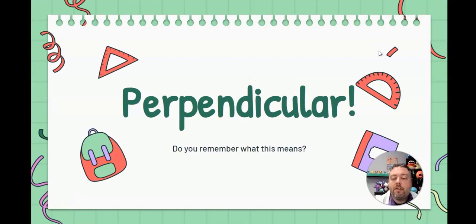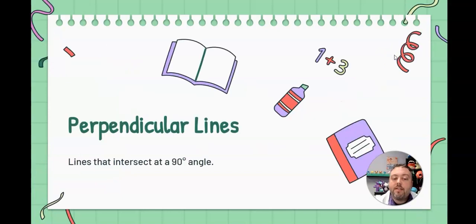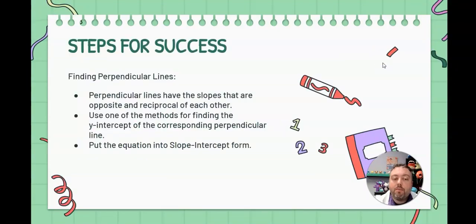Now what about perpendicular? Do you remember that one? Perpendicular lines are lines that intersect at a 90-degree angle. These are very specific. No other angle measure, it has to be 90 degrees. It turns out that if you begin to look at perpendicular lines on a graph, you begin to notice that there is something in common with their slopes as well. Perpendicular lines have slopes that are opposite and reciprocal of each other. Opposite meaning positive, negative. Reciprocal is when you take a fraction and you flip it over. So perpendicular lines have opposite reciprocal slopes.